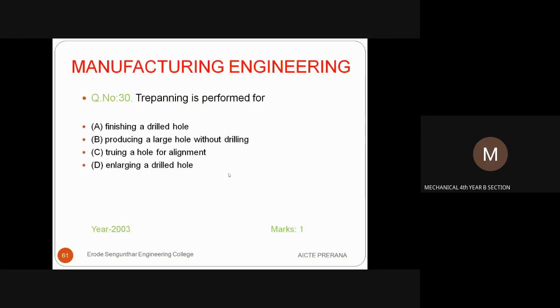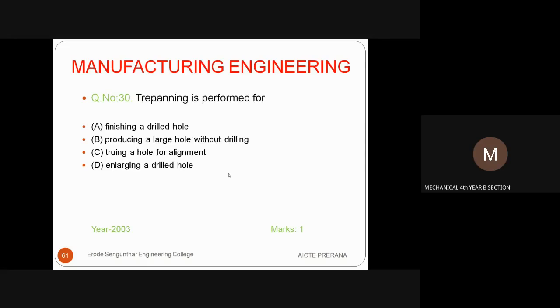Okay, so here is the last question for the session. Trepanning is performed for. Trepanning is an operation performed on a lathe in MT2. In Manufacturing Technology 2, you will hear about this particular process, the trepanning process. Let us see the options now.